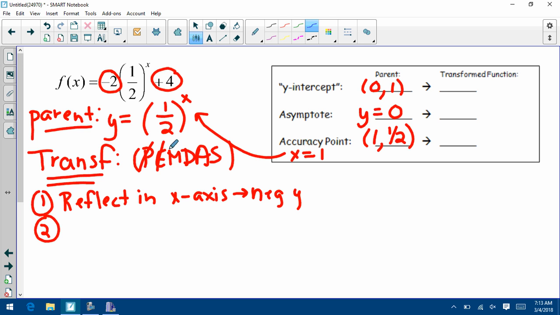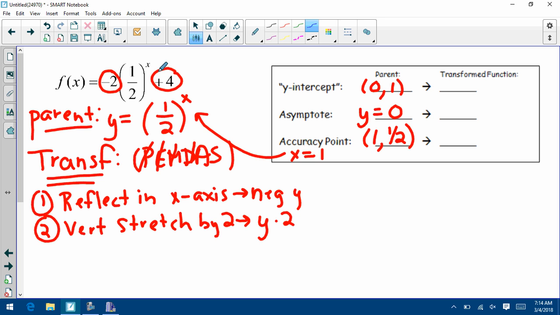That 2 is also being multiplied. So what's that? You can call it vertical dilation or vertical stretch. Either way is fine. Vertical stretch by 2. What does that affect? Also not directly attached to the x, so that affects the y's too. What do we do to the y's? They're being multiplied by 2, right? So multiply, divide is done.